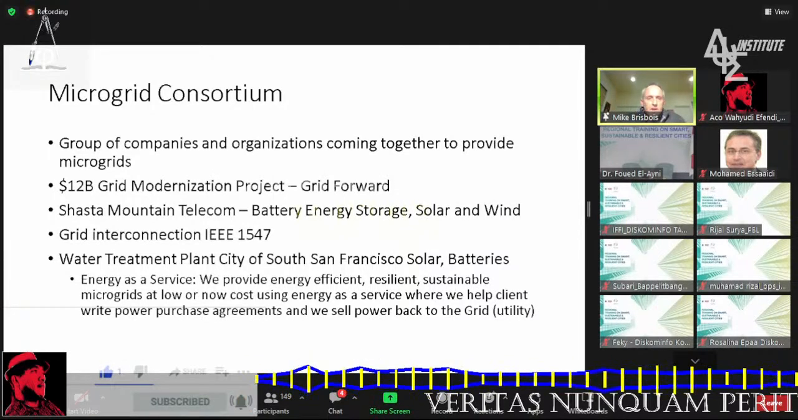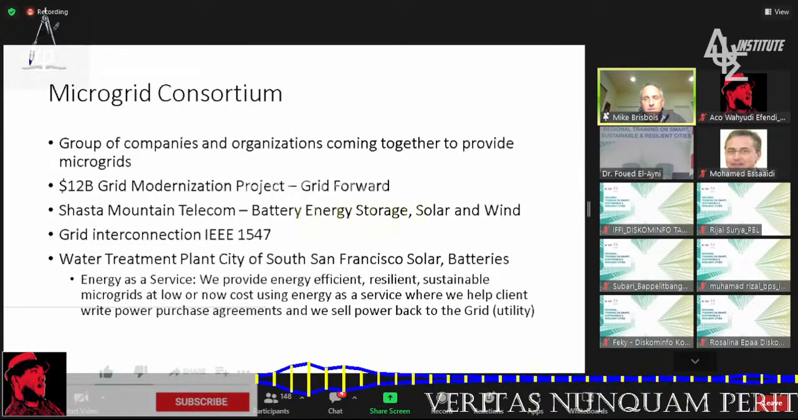Some of the other projects I'm working on is Shasta Mountain, which is telecoms. During the wildfire season, they want to shut down all power so they don't have wildfires caused by the utility. And the telecoms are up in arms because customers are losing cell phone coverage. So it's important that we build these microgrids, with solar panels, wind turbines, and battery energy storage, so that when they do turn off the grid, the telecom towers and cell phones will continue in service. That's one of the projects we're working on.